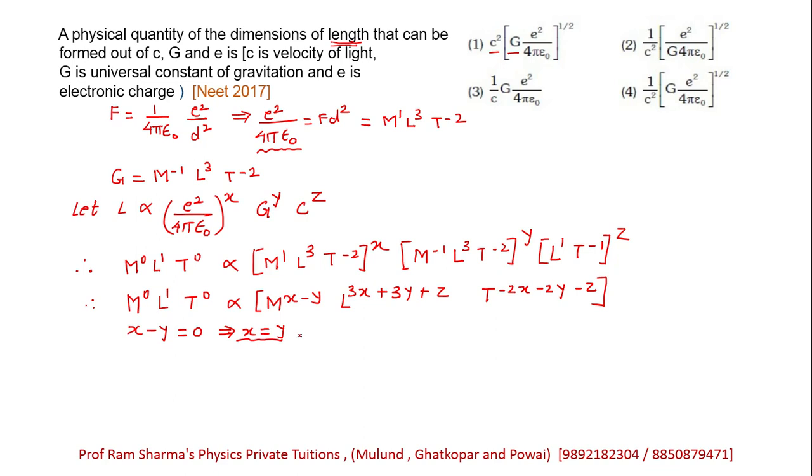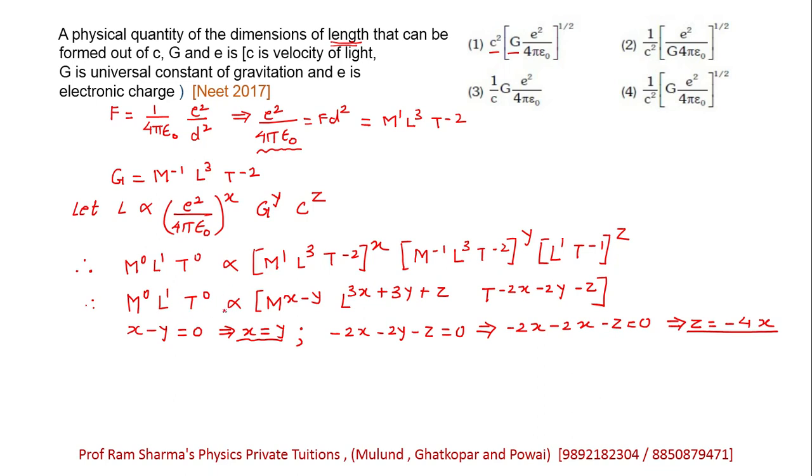First thing. Now the power of T on the right is −2x − 2y − z equal to 0, whereas on the left it is 0, so I equated that way. Now I know that y and x are same, so I will write −2x − 2x − z is equal to 0. In fact I can write z is equal to −4x.